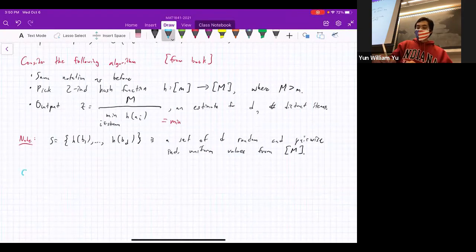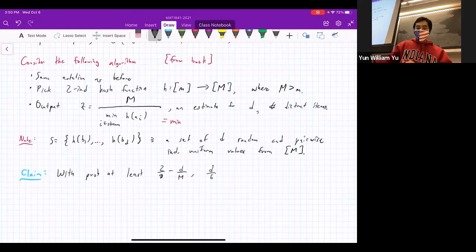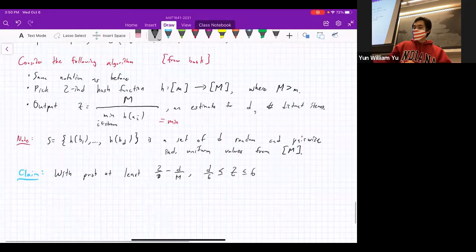And the claim that we're going to make is actually somewhat weaker than the claims we've been doing with our idealized hash functions. So the claim is just going to be that with probability at least 2/3 minus d over m, we know that Z is greater than or equal to d over 6 and less than or equal to 6d.